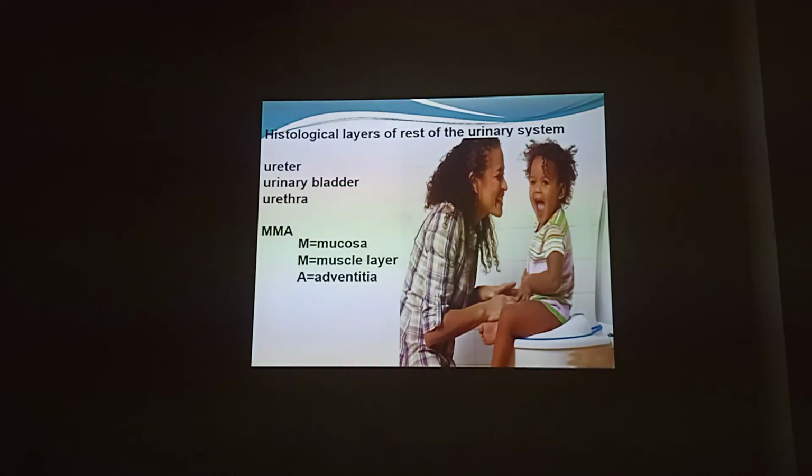Histological layers of the rest of the urinary system: ureter, urinary bladder, urethra. It is MAMA. Often a small kid always asks mamma to accompany them when they go to the toilet. So for the urinary system, restore in your mind the histological layers in ureter, urinary bladder and urethra. It is MAMA: mucosa, muscle layer and adventitia.